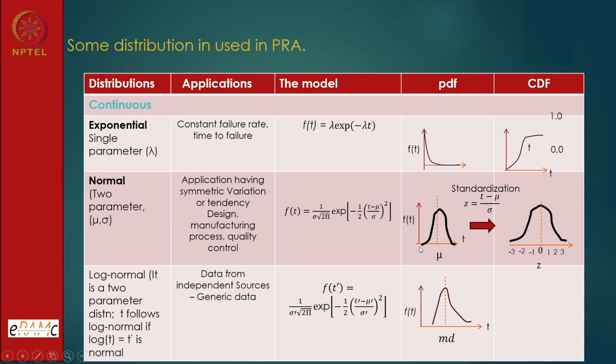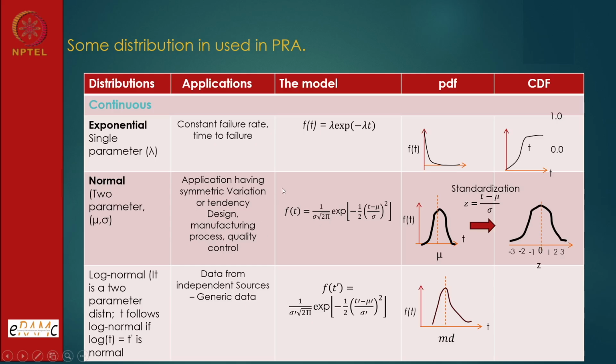Similarly, the log normal distribution. Log normal is basically a skewed distribution. It comes like this and it goes like this actually. Finally, the normal distribution has two parameters, mu and sigma. Like the exponential was a single parameter distribution, this is a two parameter distribution. Applications are in design, variation in component thickness, current, voltage, how they will vary. The PDF is defined by 1 upon sigma root 2 pi, exponential minus 1 by 2 into (t minus mu upon sigma) whole squared.